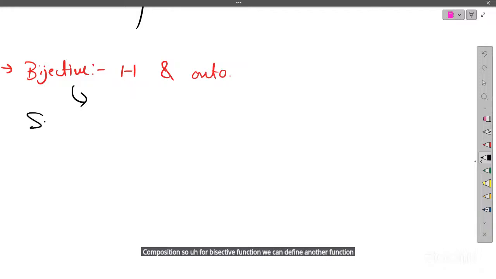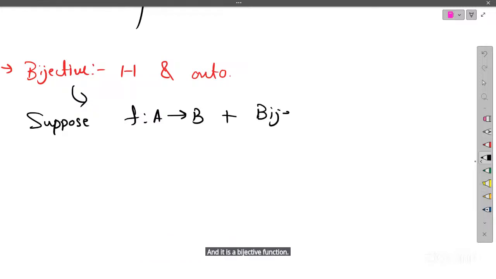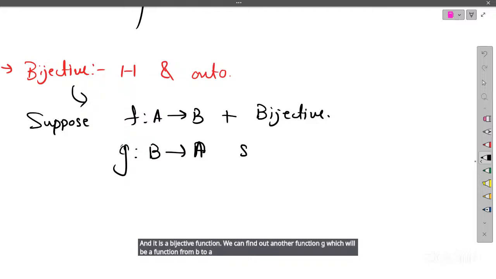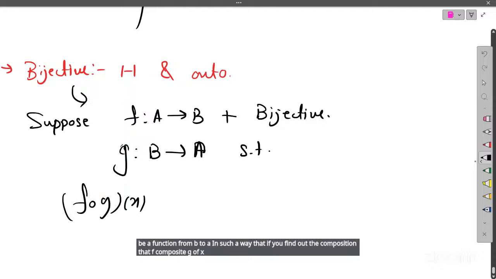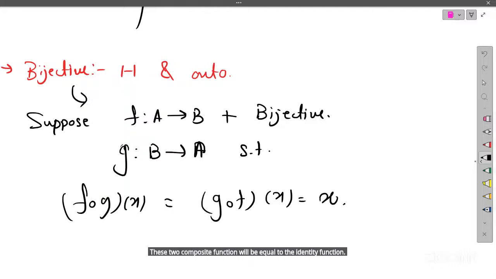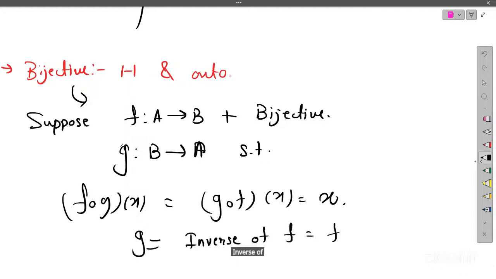So suppose we have a function f from A to B, and it is a bijective function. Then we can find another function g, which will be a function from B to A, in such a way that if you find the composition, f composite g of x or g composite f of x, these two composite functions will be equal to the identity function. And this function g is known to be the inverse of f, denoted by f inverse.